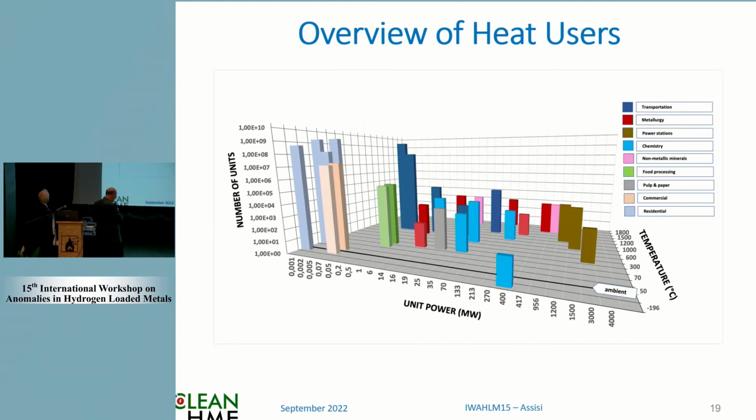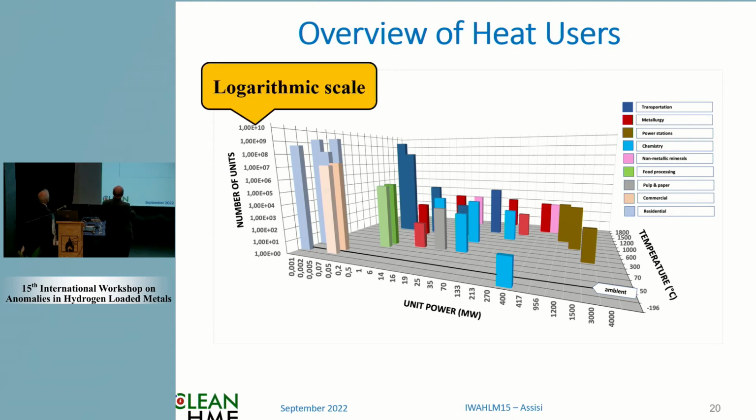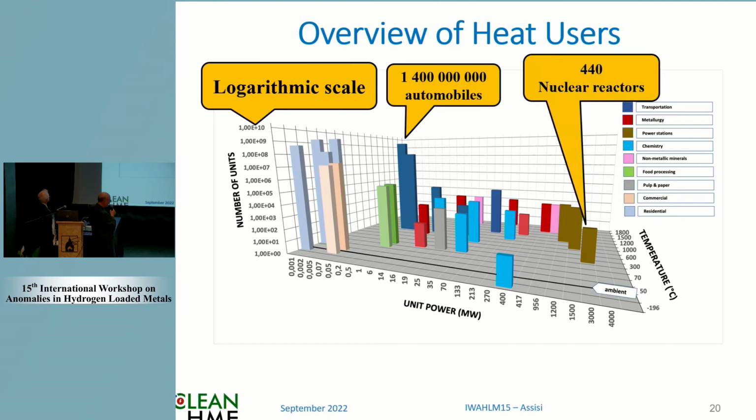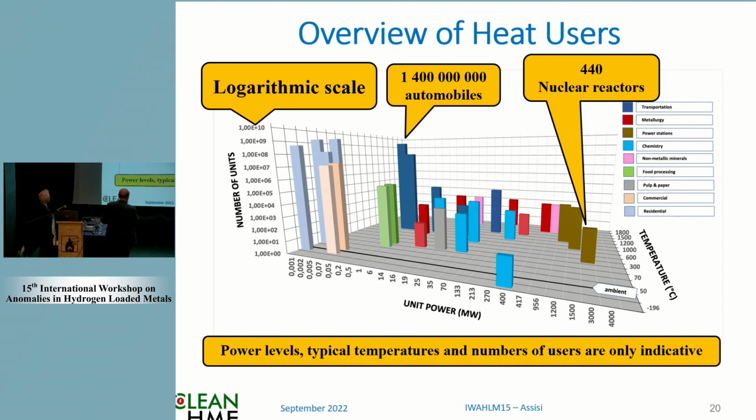So to make things clear, let's introduce a logarithmic scale and you start to see something. But don't forget this is a logarithmic scale, because here you have 1.4 billion automobiles running in the world and just 440 nuclear power stations. And all this is just an estimation.